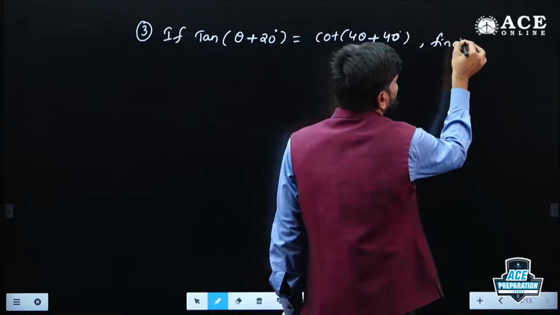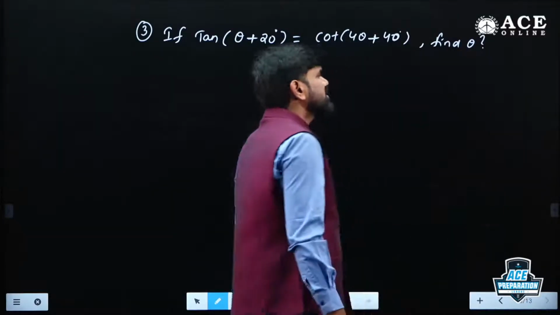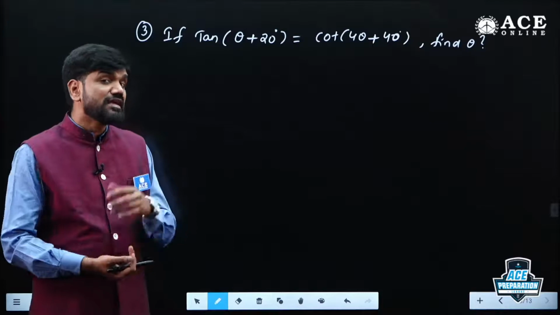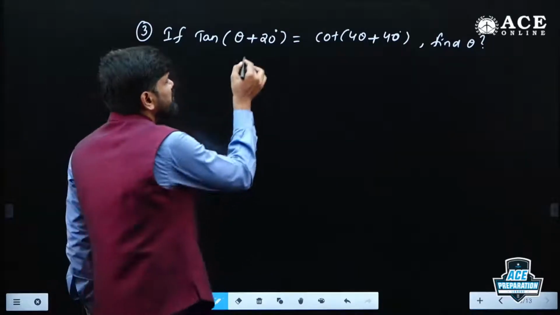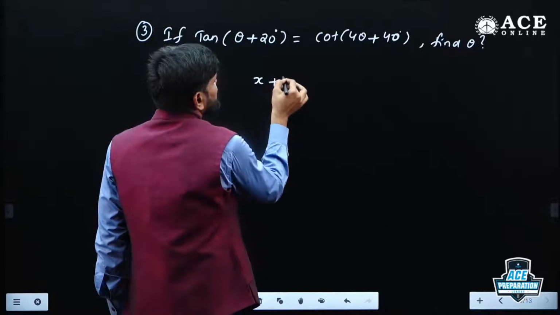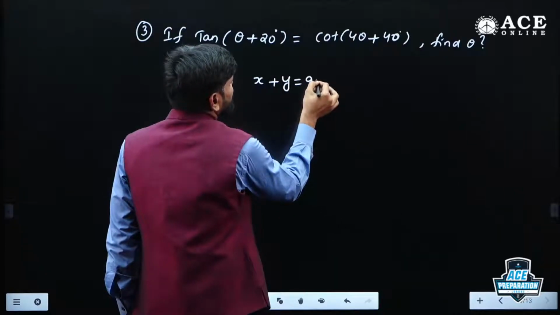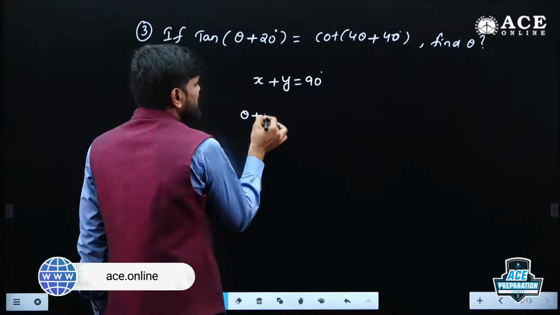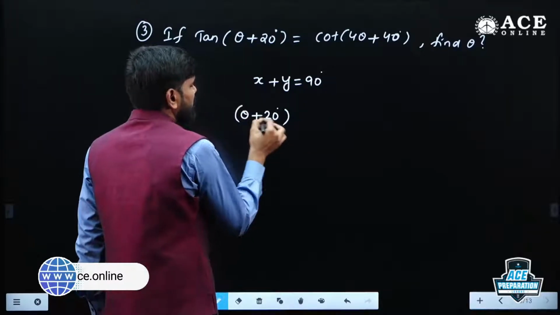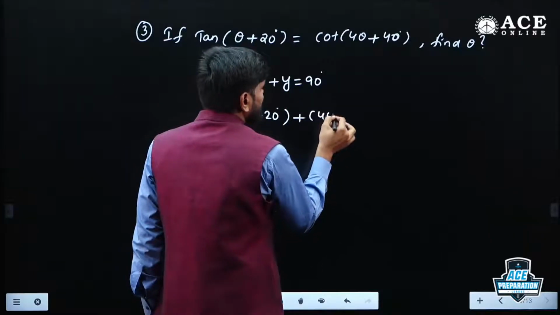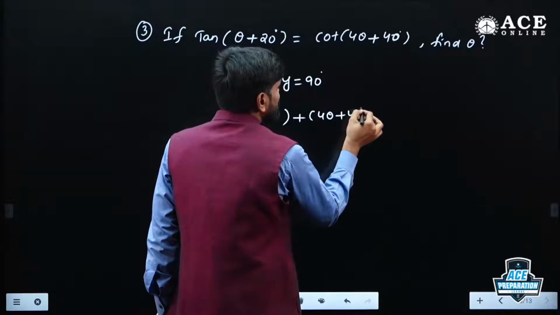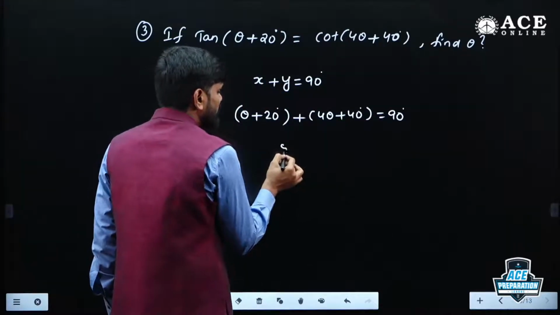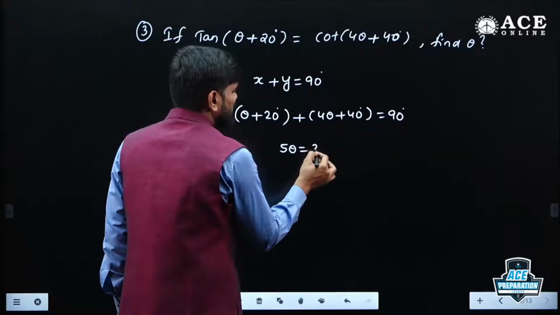find theta. Now tell me, so here we know that tan x equal to cot y. If tan x equal to cot y, then x plus y must be 90 degrees. If we take this as x, the other one as y, this will add up to how much? X plus y together is equal to 90. So theta plus 20 degrees plus 4 theta plus 40 degrees together must add up to 90 degrees.